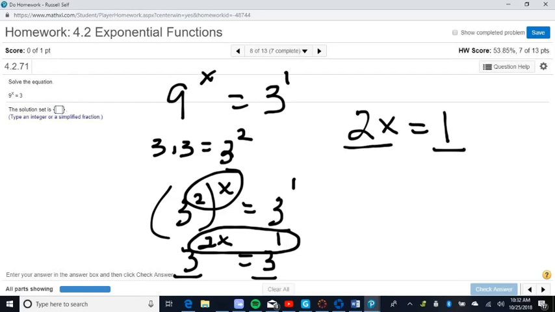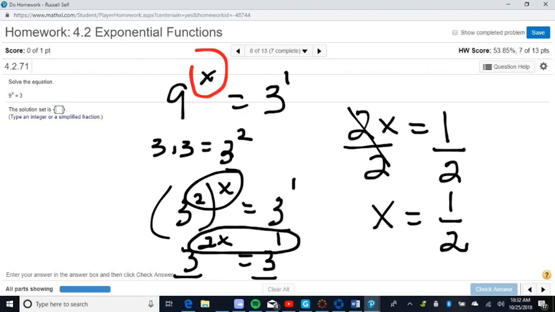To solve this one, the opposite of 2 times x is to divide both sides by 2, so I get x equals 1/2. So in other words, the exponent you would put on the 9 in place of this x, the exponent you would put right there to turn that 9 into a 3, is 1/2.